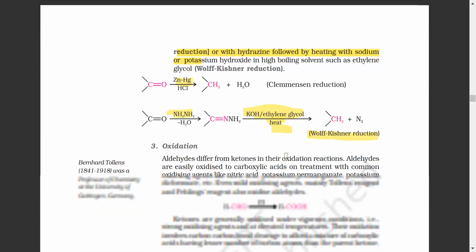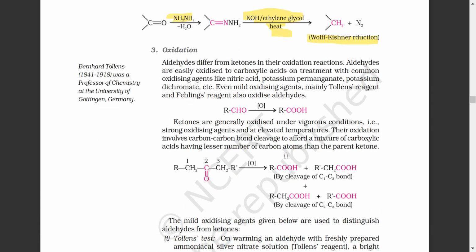Yes. Next we have oxidation. Aldehydes differ from ketones in their oxidation reactions. Now what difference comes up? Aldehydes are easily oxidized to carboxylic acids on treatment with common oxidizing agents like nitric acid, potassium permanganate, potassium dichromate, etc. Even mild oxidizing agents, mainly Tollens reagent and Fehling's reagent, can also oxidize aldehydes, and eventually we get carboxylic acids. Ketones are generally oxidized under vigorous conditions, that is, strong oxidizing agents and at elevated temperatures.